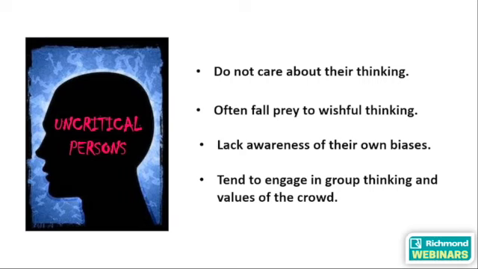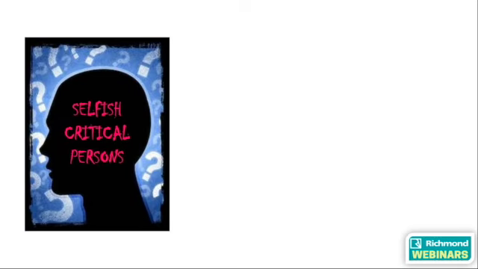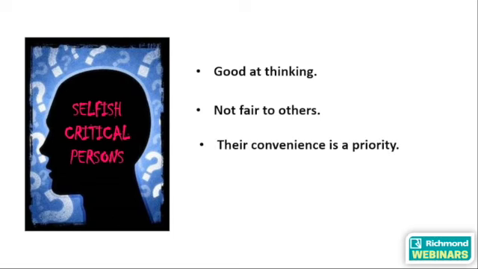Now, these are uncritical persons. We also have selfish critical persons, which would be people who are good at thinking, but they are not fair to others. And this is what we were saying, because they are not controlling probably their emotions, and they cannot think critically and be in the shoes of others. Because also critical thinking is about having certain empathy with people. So their convenience is going to be a priority.